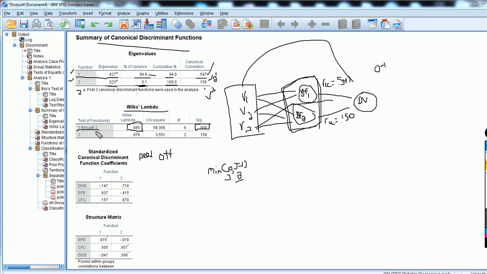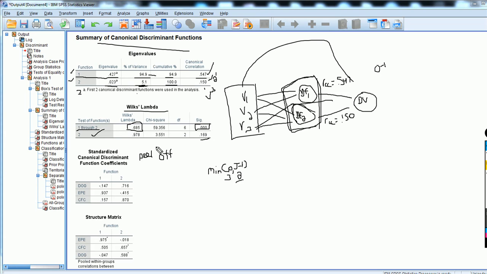So then we peel off the first function, leaving only that total between group variation that's accounted for by function 2. So essentially then, this next test says test of function 2. So this is basically a test only of function 2 right here. And we find that this was actually non-significant. So what that tells us then is that really function 1 is doing all the work, and function 2 is just kind of along for the ride.